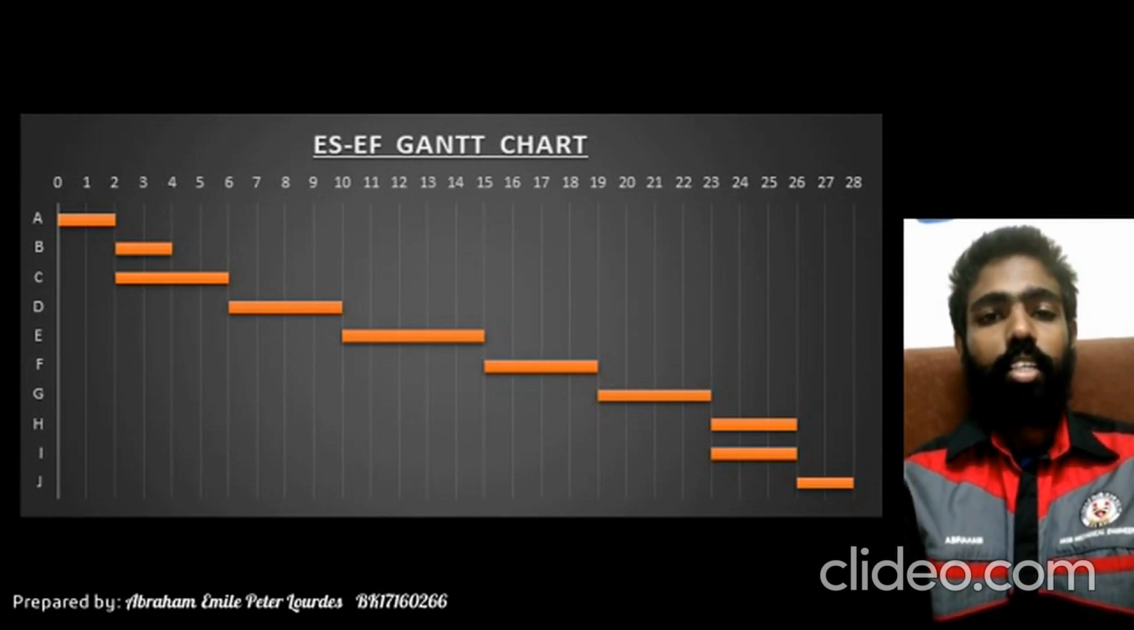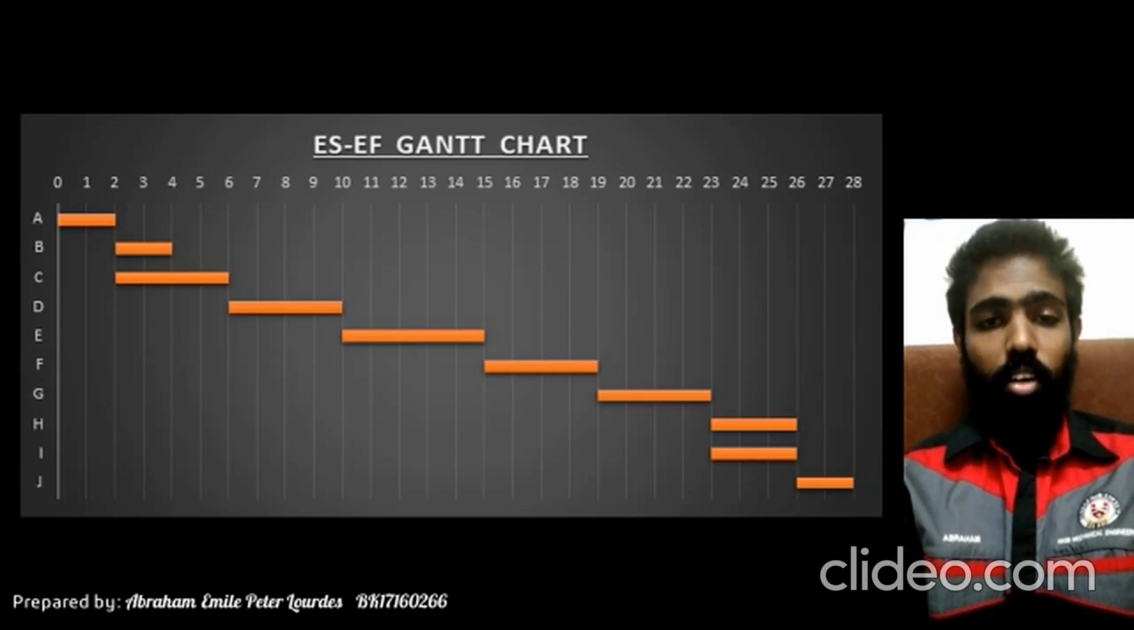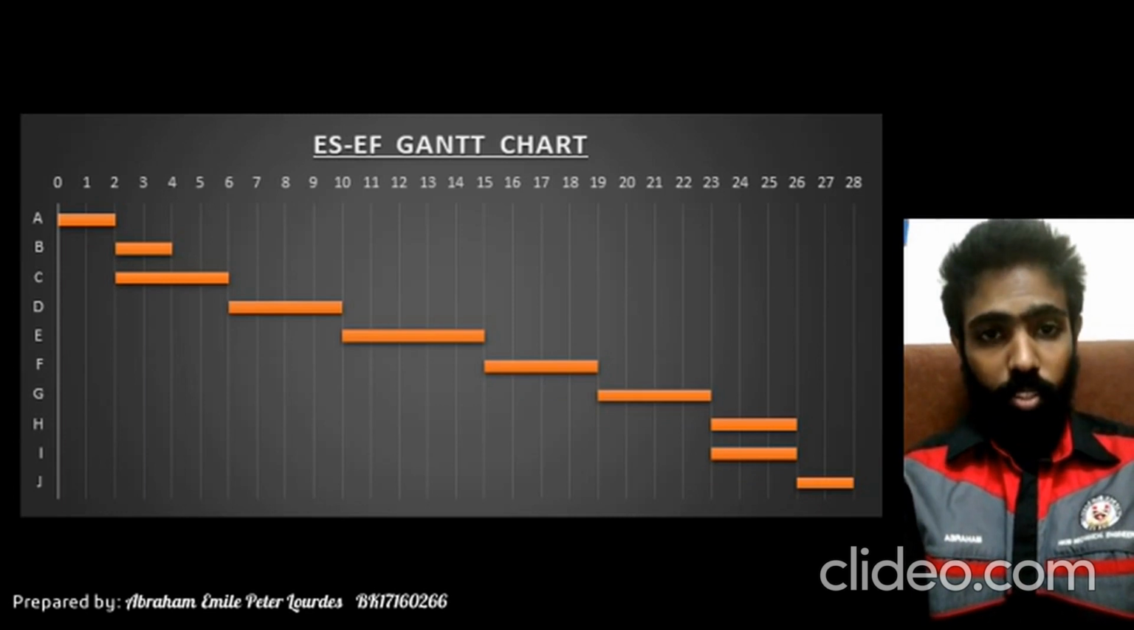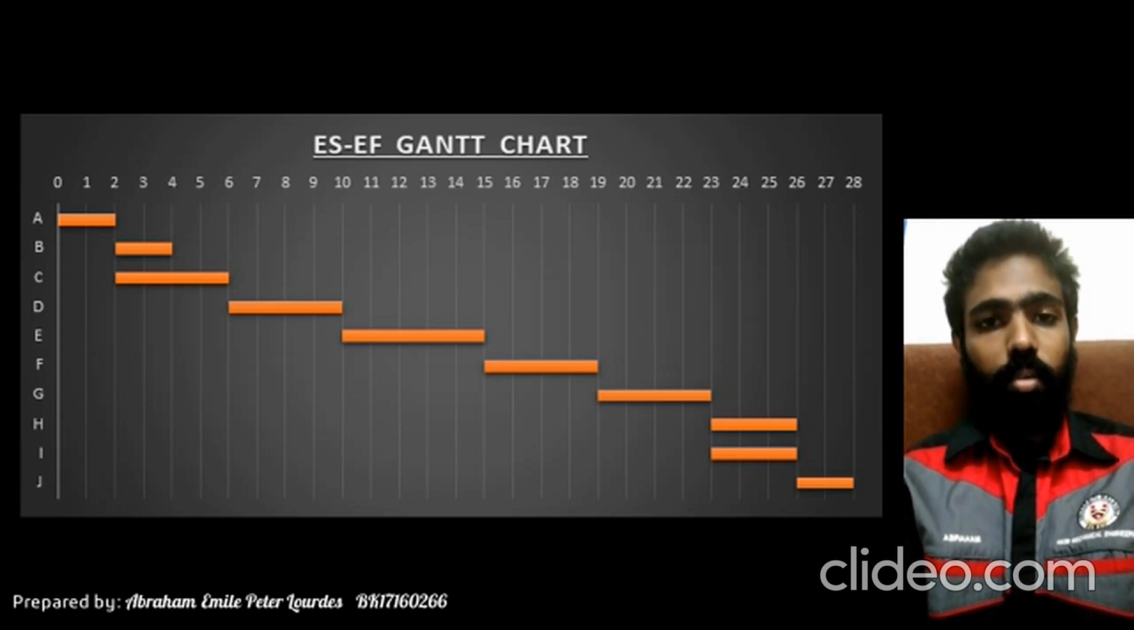Today I am going to explain my part of the assignment, which is the Gantt chart for the subject Management and Accounting for Engineers. First of all, we will have to ensure that the AON diagram is correct. When the AON diagram is correct, from there we are able to calculate the early start, early finish, late start, and late finish.